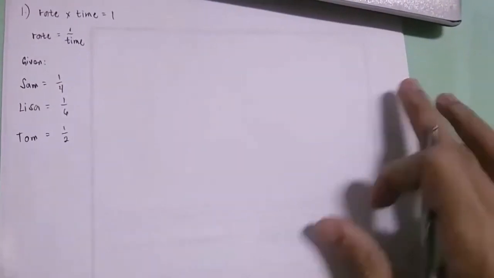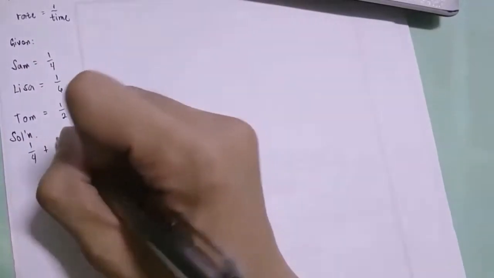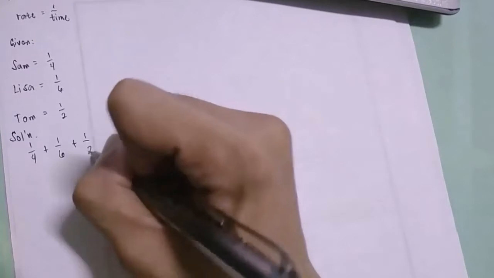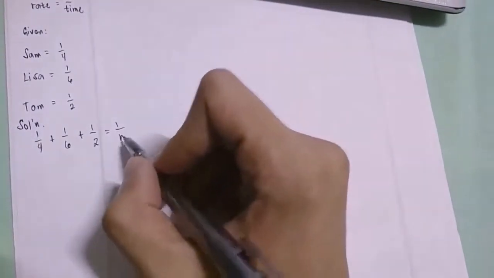And the problem is looking for the possible days, how many days if they work together they can finish the job. So let's add their rates. Solution: 1 over 4 plus 1 over 6 plus 1 half is equal to 1 over n. Let's represent the days they can finish the job as variable n.